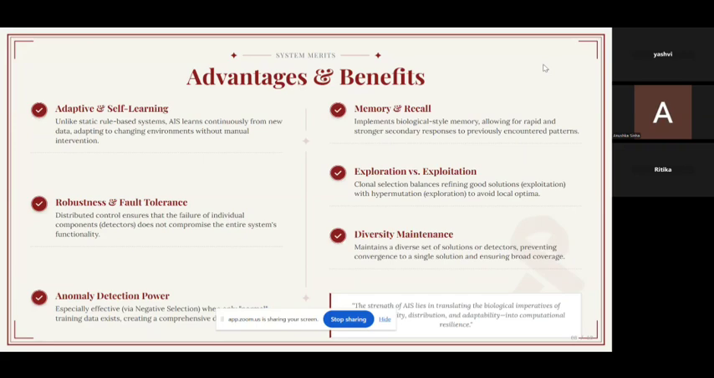Second is memory and recall. Just like our immune system, AIS remembers past patterns. So if it sees a similar threat again, it reacts faster and stronger.